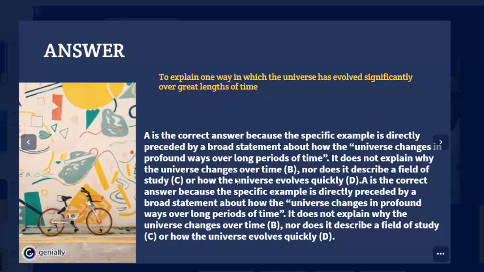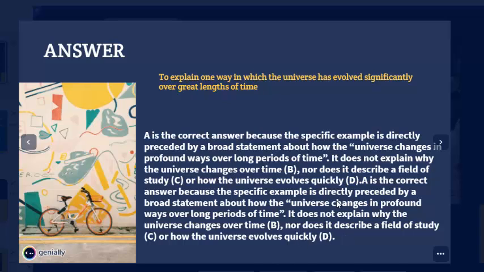It does not explain why the universe changes over time, right? So in letter B, for example, nor does it describe a field of study in letter C, or how the universe evolves quickly in letter D. So A is the correct answer because the specific example is directly preceded by a broad statement about how the universe changes profoundly in different ways over long periods of time. It does not explain why the universe changes over time. B does not; C does not describe a field of study, nor D how the universe evolves quickly.